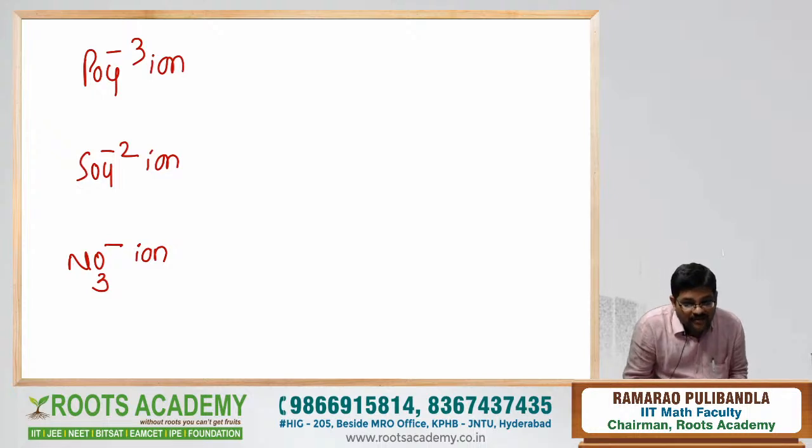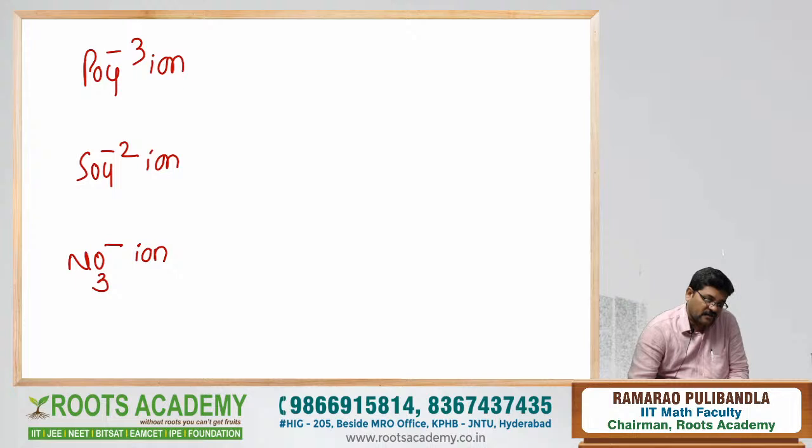Don't worry. I am also explaining the bond length. After completion of this anionic species and cationic species, I am explaining the bond length also. Don't worry about the bond length. After completion of these 3 points, for phosphate anion, sulfate anion, nitrate anion, I am also explaining the bond lengths. Okay, very good.